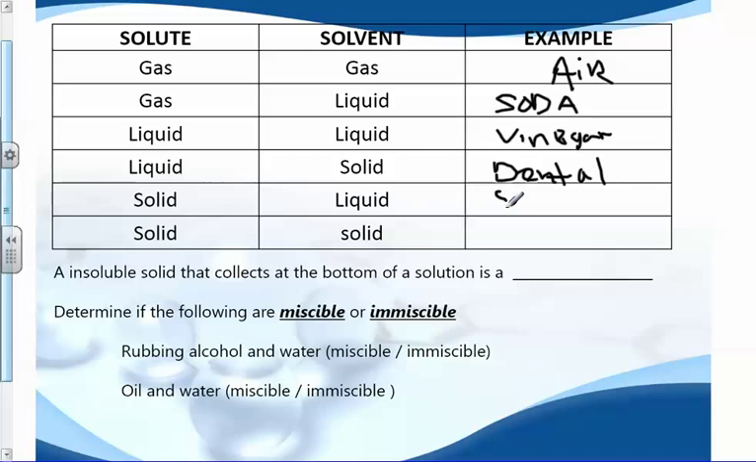What about saline? Saline's used for a lot of different things. My, I'm gonna have to do better with my writing. So a saline solution would be something you would use maybe for contact lens. So that would be like salt dissolved in water or some other type of liquid.